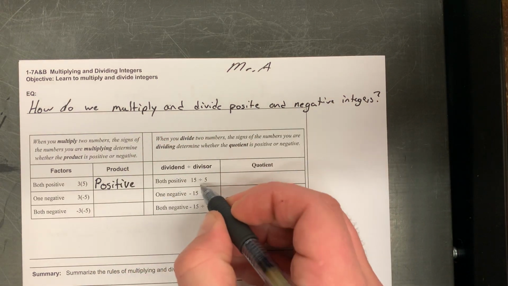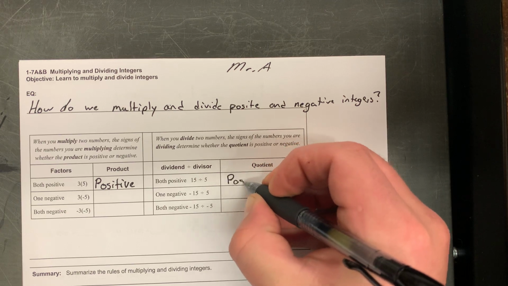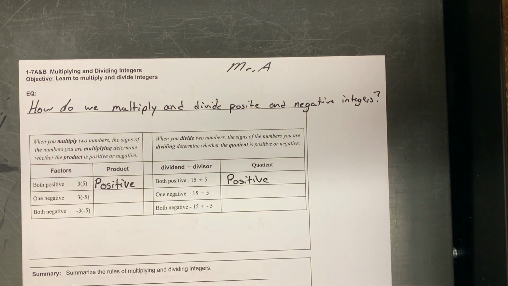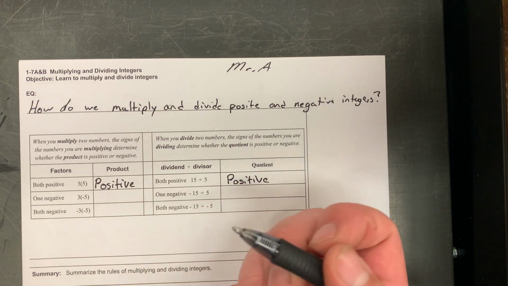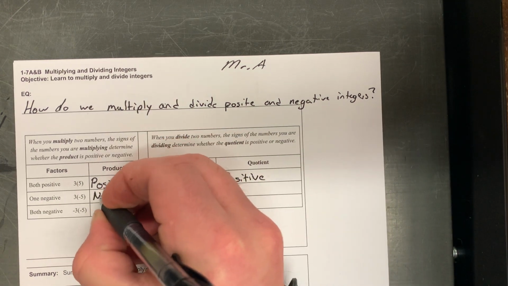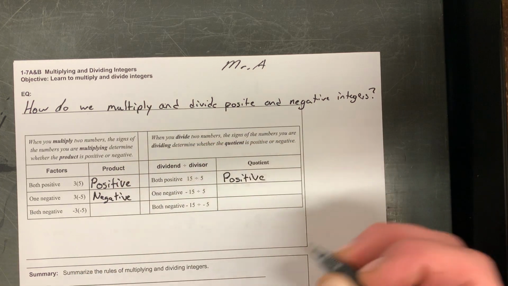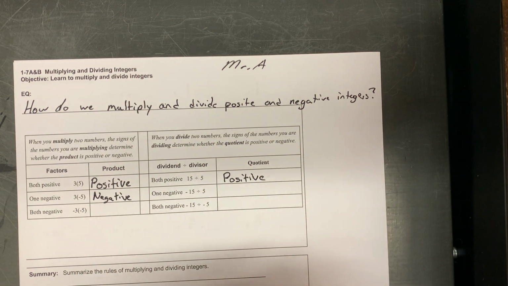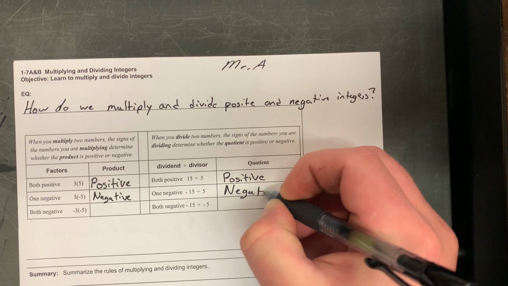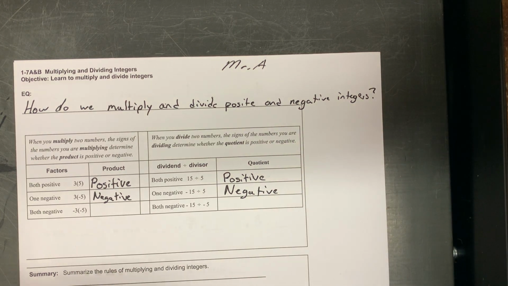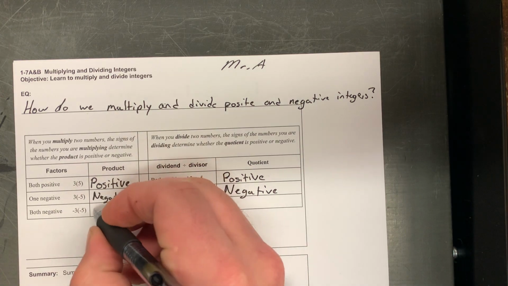If we're dividing two positive numbers, we know that we're still going to have positive numbers. Okay? If I have one negative number, I know that my product is going to be negative. If I have one negative when I'm dividing, if I have negative 15 divided by 5, I'm going to have a negative quotient. If both of my factors are negative when I'm multiplying, it's going to give me a positive answer.